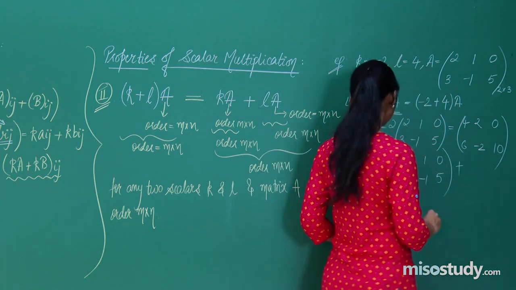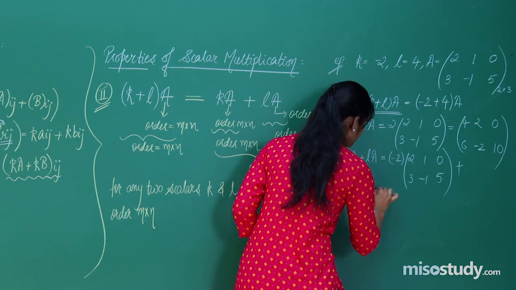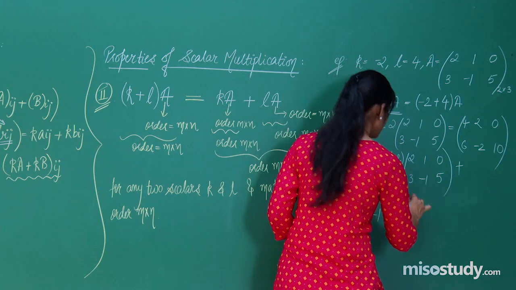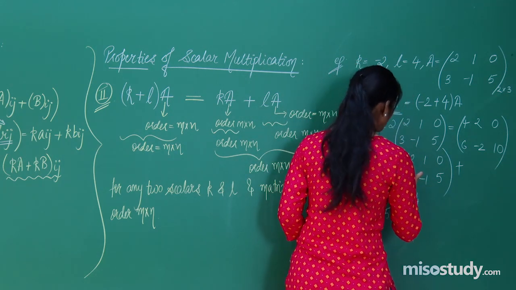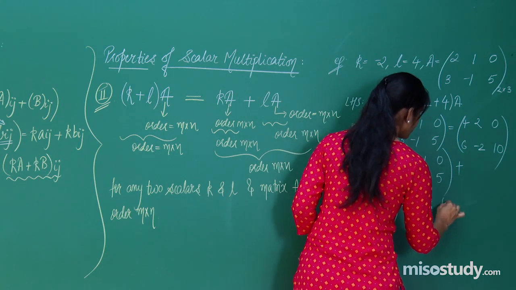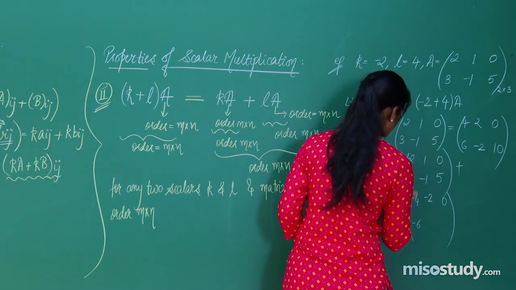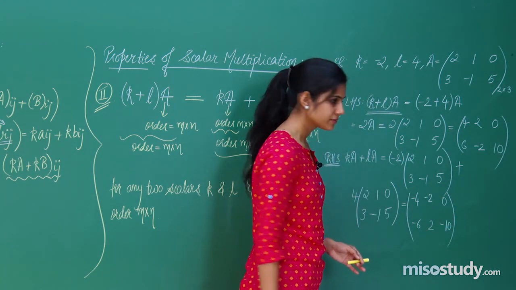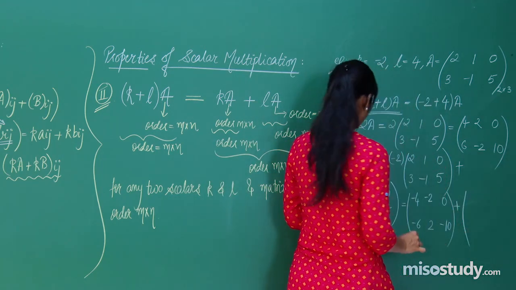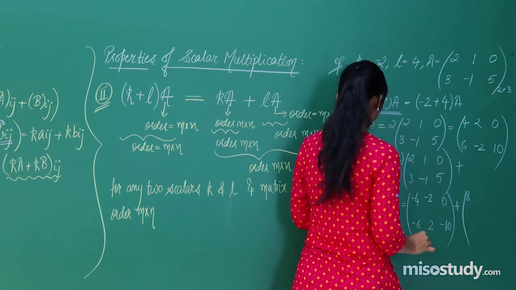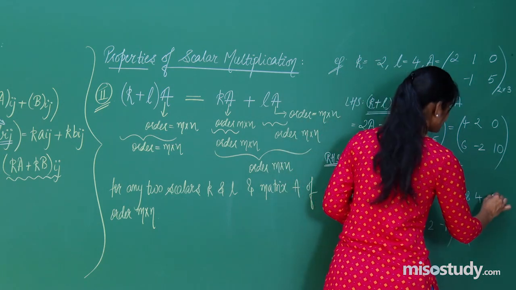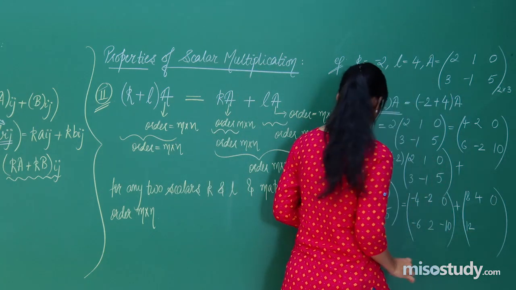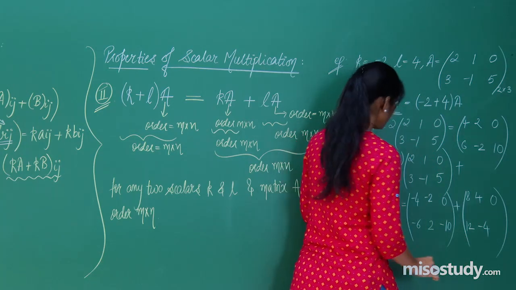-2 times this plus L times L is 4, 4 times 2, 1, 0, 3, -1, 5. What is this? This happens to be -2 into 2 is -4, -2 into 1 is -2, -2 into 0 is 0, -2 into 3 is -6, -2 into -1 is 2, -2 into 5 is -10. Plus, you have this 4 into 2 is 8, 4 into 1 is 4, 4 into 0 is 0. And next you have 4 into 3 is 12, 4 into -1 is -4, 4 into 5 is 20.